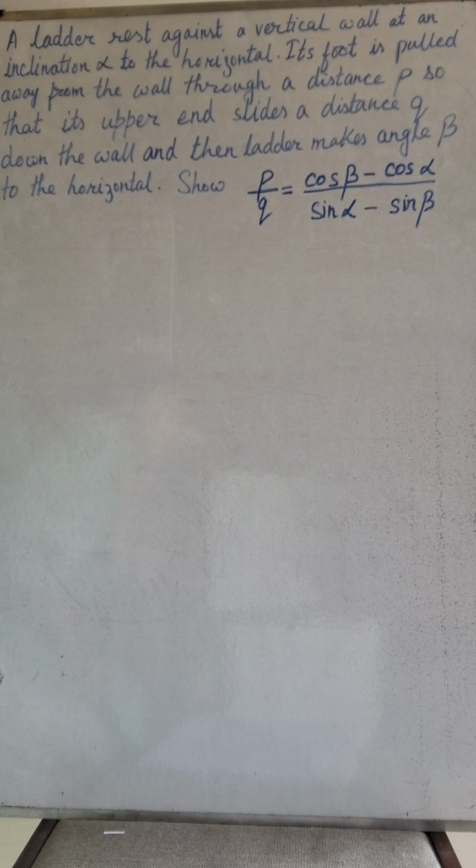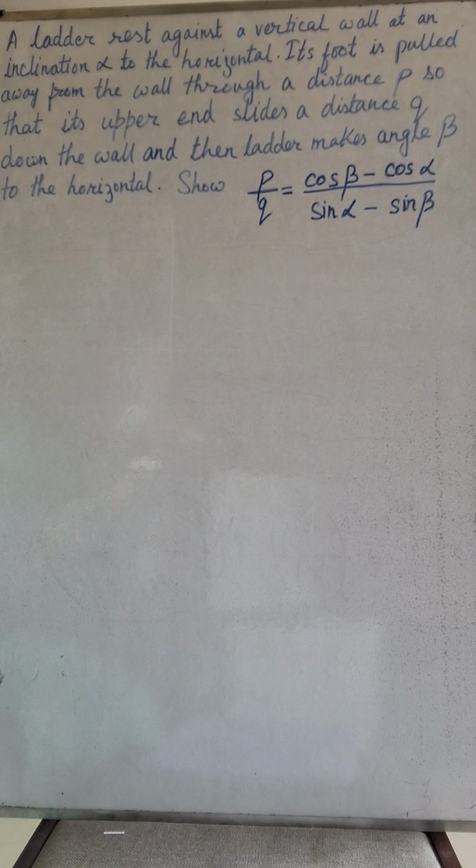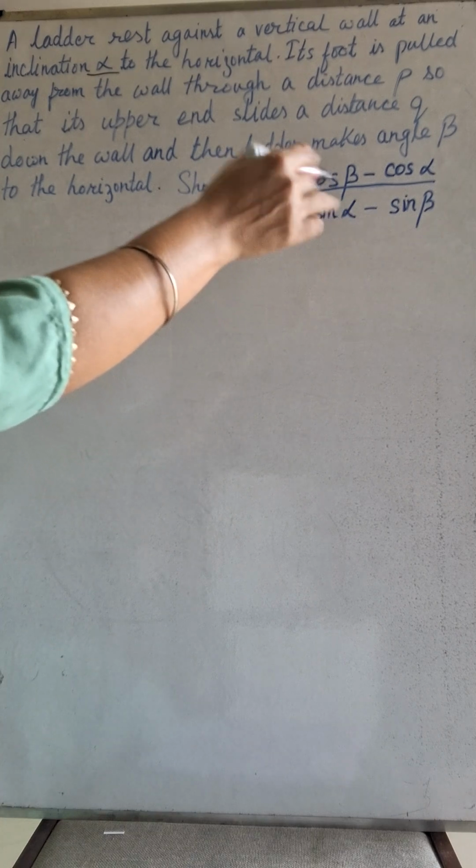Let's read the question. It says a ladder is resting against a vertical wall at an angle alpha to the horizontal, and then its foot is pulled away from the wall through a distance of p, so that its upper end is sliding a distance q down the wall, and then the ladder is resting at an angle beta to the horizontal, and this is what you need to show.